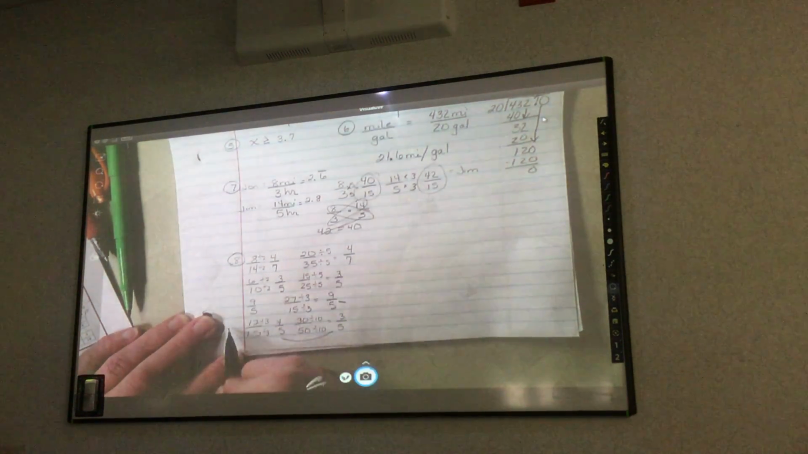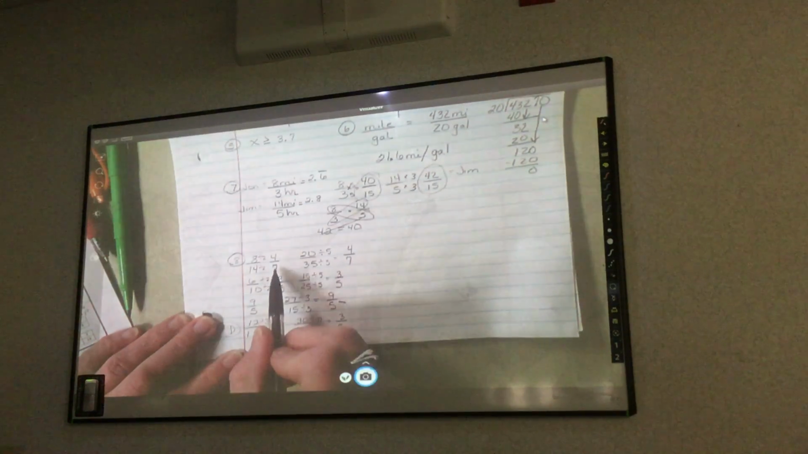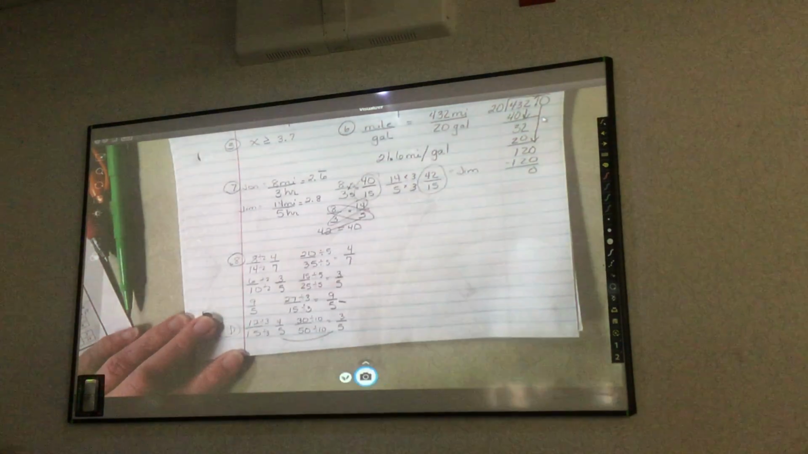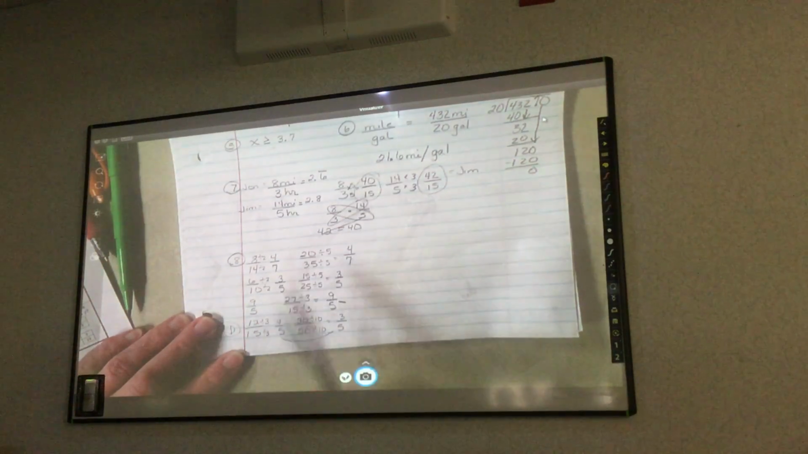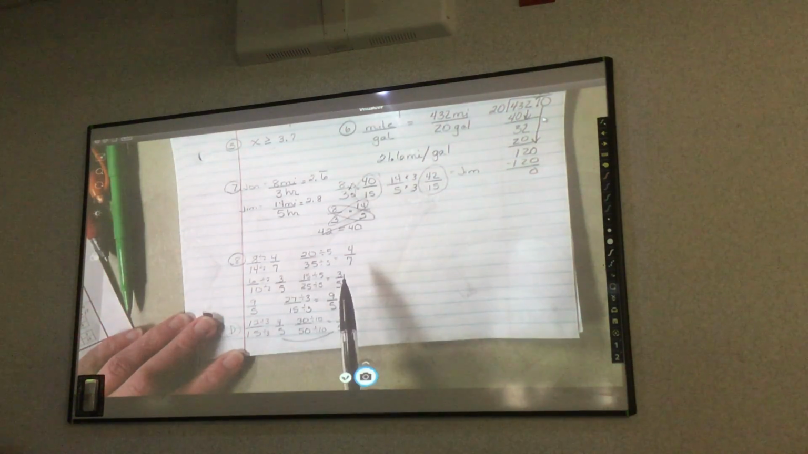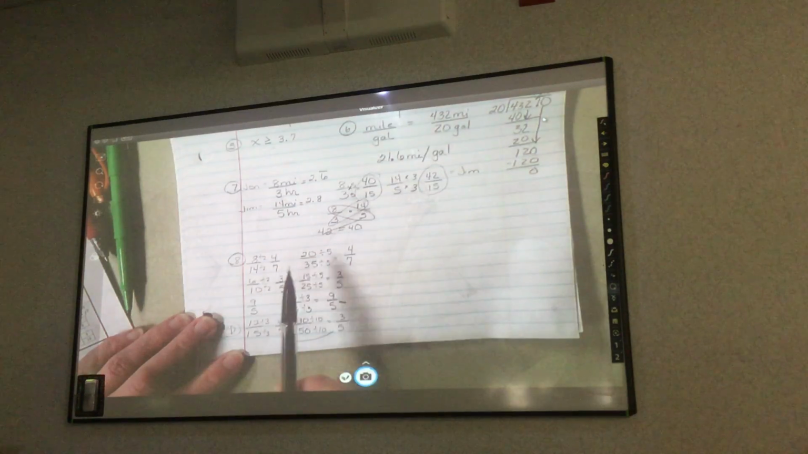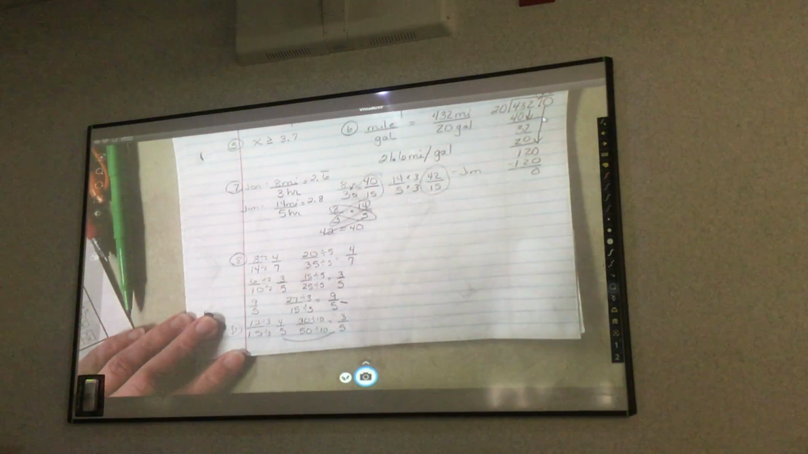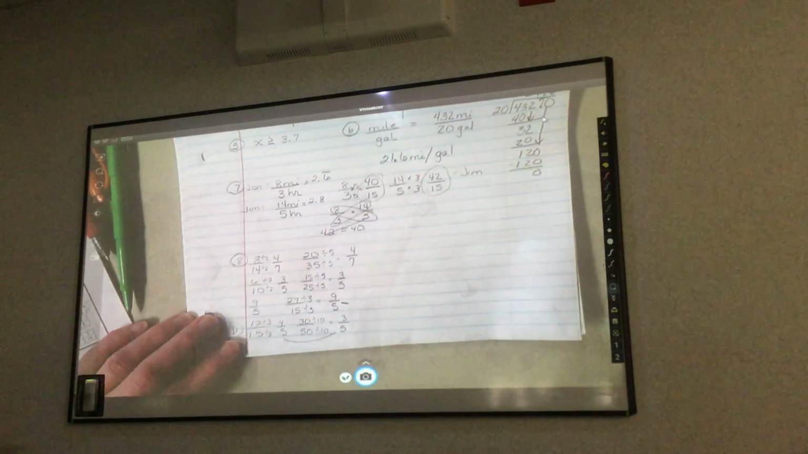So proportional basically is just saying you're making them equivalent fractions. Can they become equivalent fractions? And it's not always, and they have to have a common denominator, and it's not always by multiplying. You can do it also by dividing. Go ahead and take a picture and submit it.